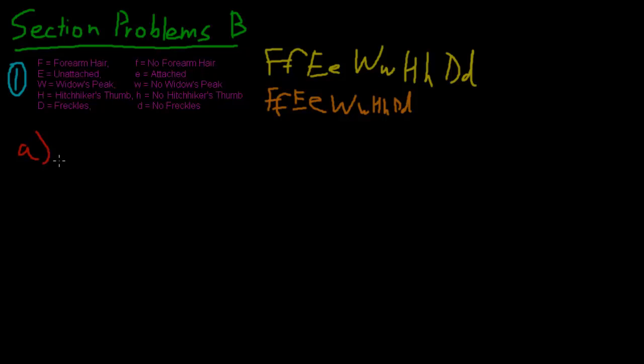So that means that we're looking for offspring that have big F dash, big E dash, big W dash, big H dash, and big D dash. Note that the dashes are just saying that this second allele is irrelevant. We're looking for phenotypes that are all dominant, which means that they need at least one dominant allele, and the other allele could be either dominant or recessive. It doesn't matter at all.